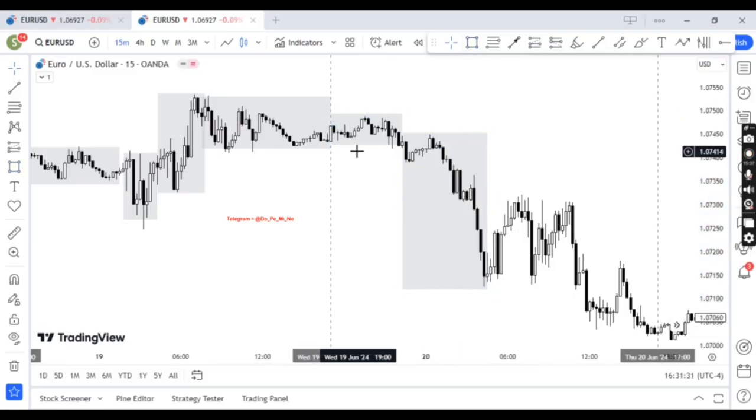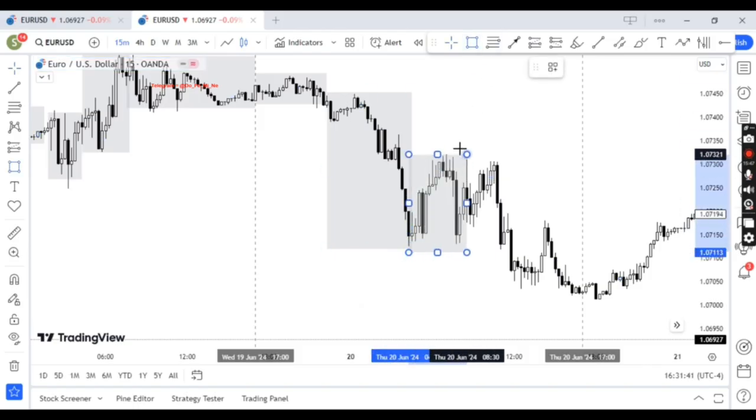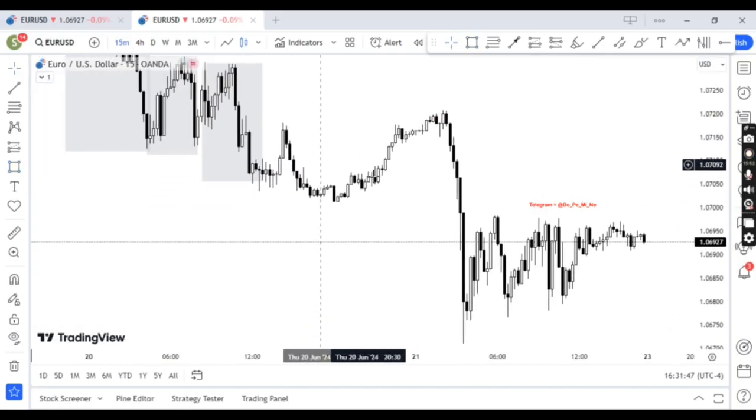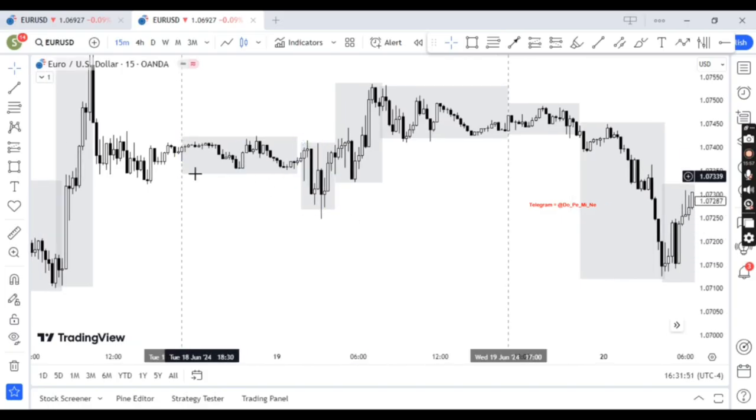So after a ranging profile, the only possible outcome for price is either a manipulation or an expansion, and in this case we had an expansion. And then after an expansion we had a retracement, and then another expansion, right? So that's exactly how the market moves. It moves in these kinds of profiles: a ranging profile, a manipulation profile, an expansion profile, and then another ranging profile.